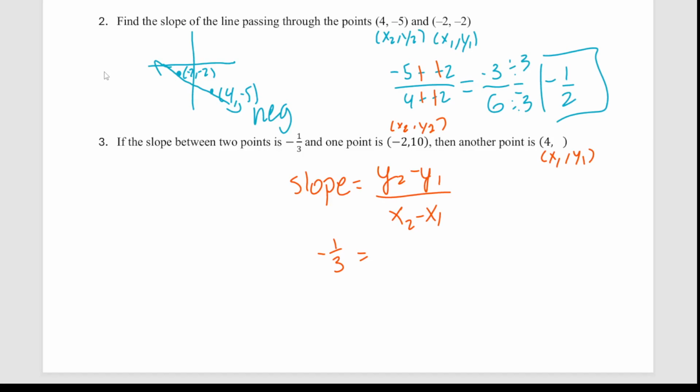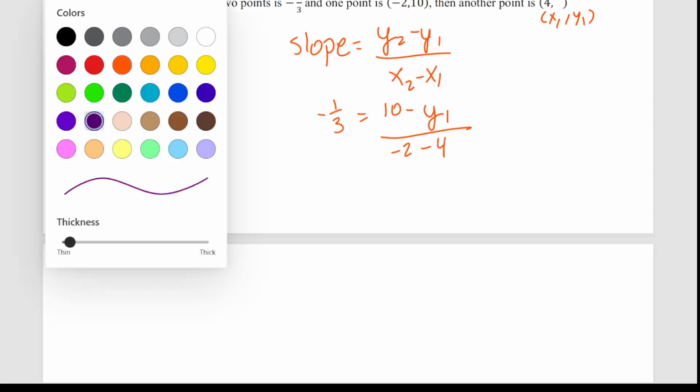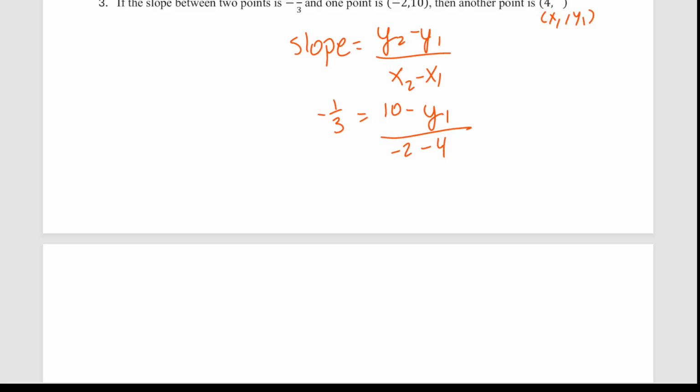So y2 was given as 10. y1 is what we don't have. x2 was given as negative 2. x1 is 4. And then I want to go ahead and start to simplify this using knowledge of how to solve equations. So in particular, I notice that this denominator can be simplified a little further. So I'll have negative 1/3 is equal to 10 minus y1 over negative 6.